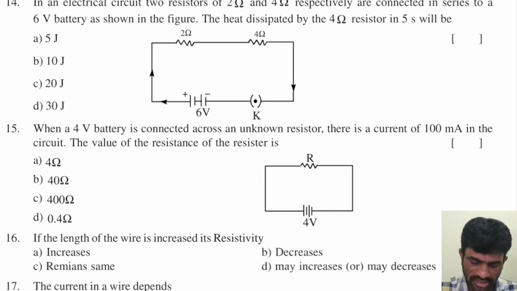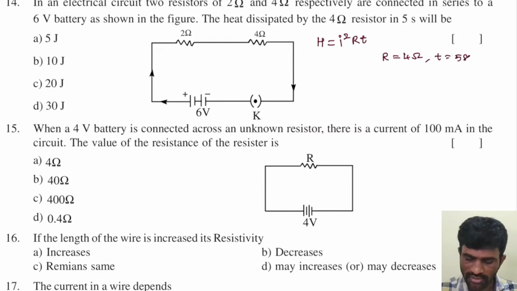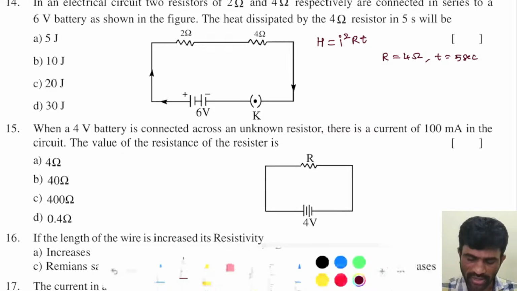We have the formula H is equal to I square RT. What is R here? It is given, 4 ohms. What is time here? It is given, 5 seconds. What we have to find out is I. And in series connection, current is the same. In series connection, current through 2 ohms and current through 4 ohms both are the same. So you can find out the current here.